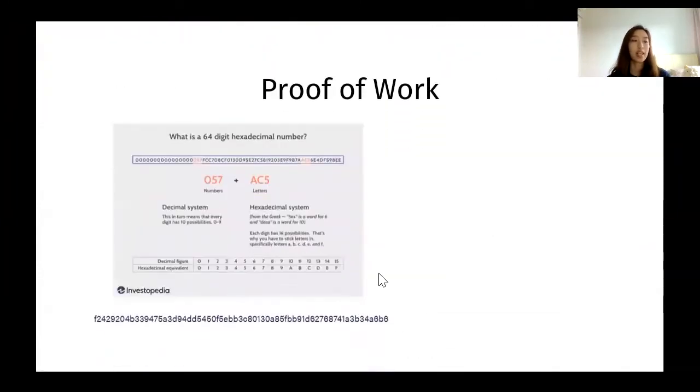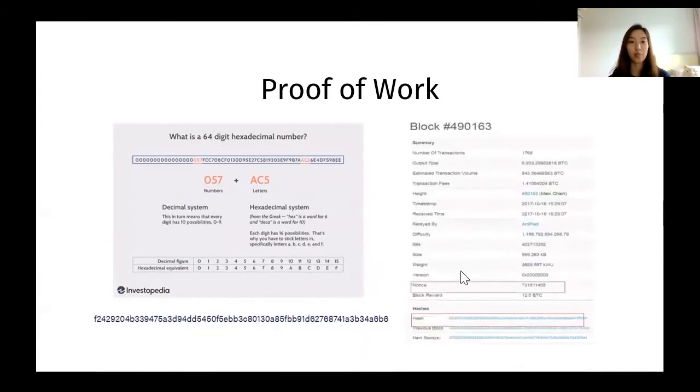So here is an example of such a number, the 64-digit hexadecimal number, and it can consist of numbers and also alphabets. Remember that analogy where I wrote down the number 19 on a piece of paper and then sealed it in an envelope? Well, in Bitcoin mining terms, the metaphorical undisclosed number in the envelope is called the target hash.